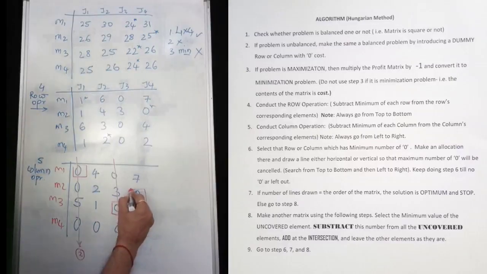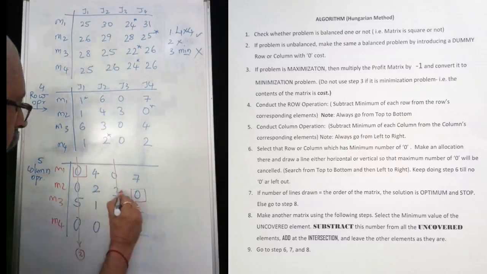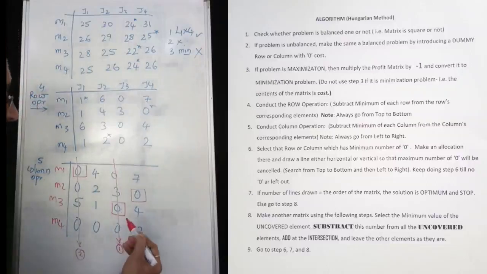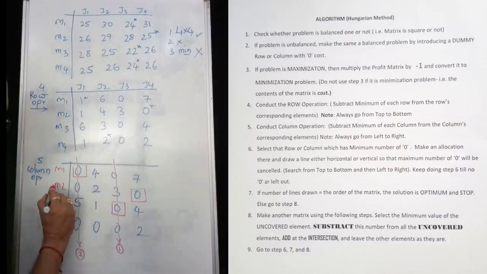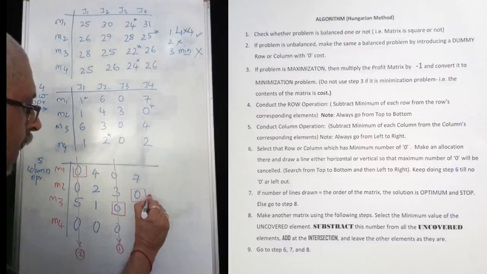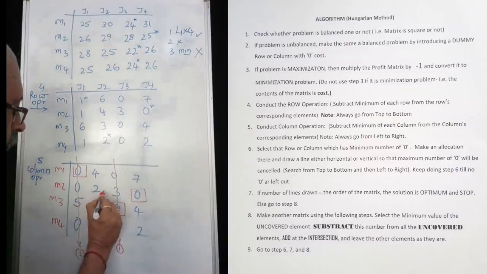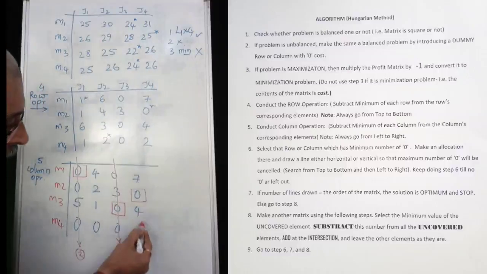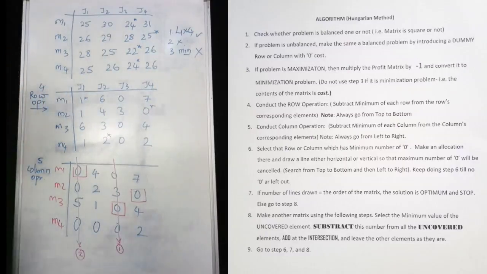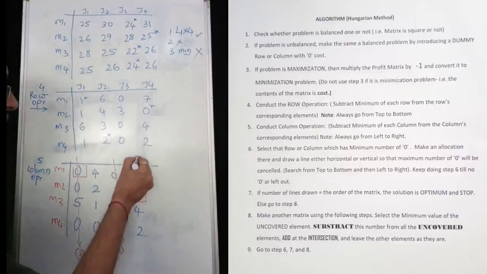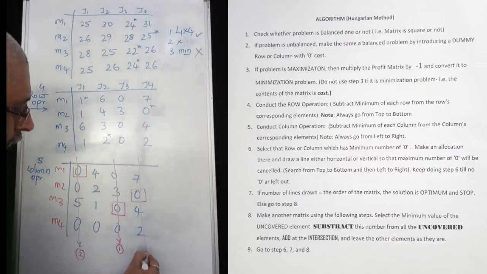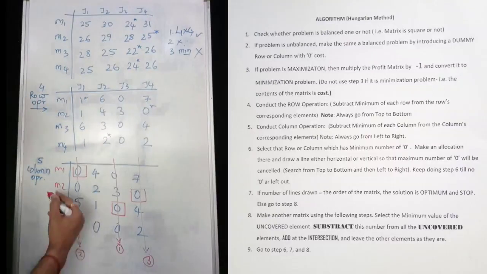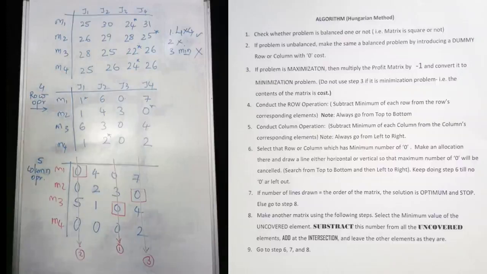So I allocate here. Draw a line either horizontally or vertically to cancel the maximum number of zeros. So if I draw a line horizontally, can I cancel any number of zeros? No, because only 2 is left here. If I draw a line vertically, do I cancel any number of zeros? No. So what you do, you draw a line vertically. This is allocation number 3. Okay, you can draw anyhow. You can draw vertical or you can draw horizontal. It's left up to you. Answer you'll get the same.